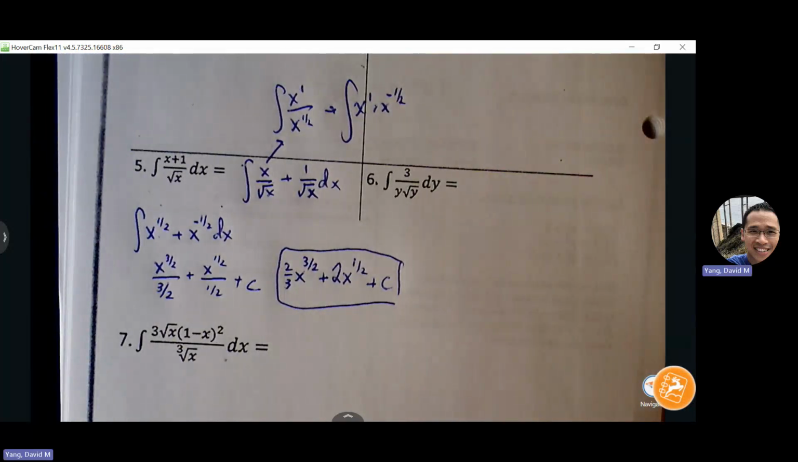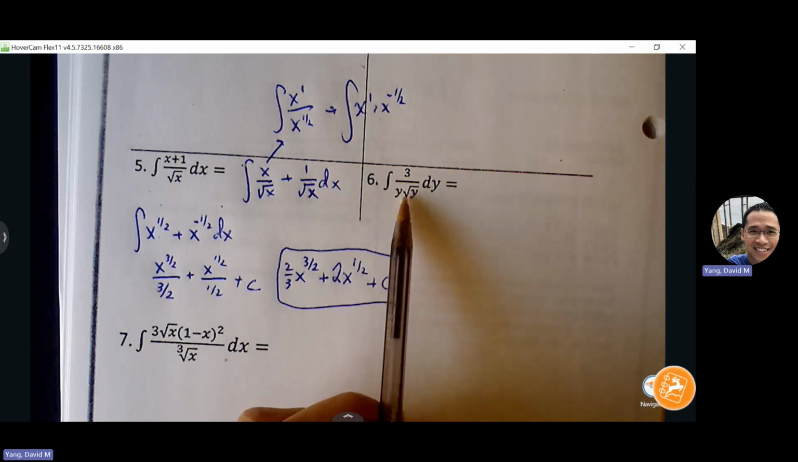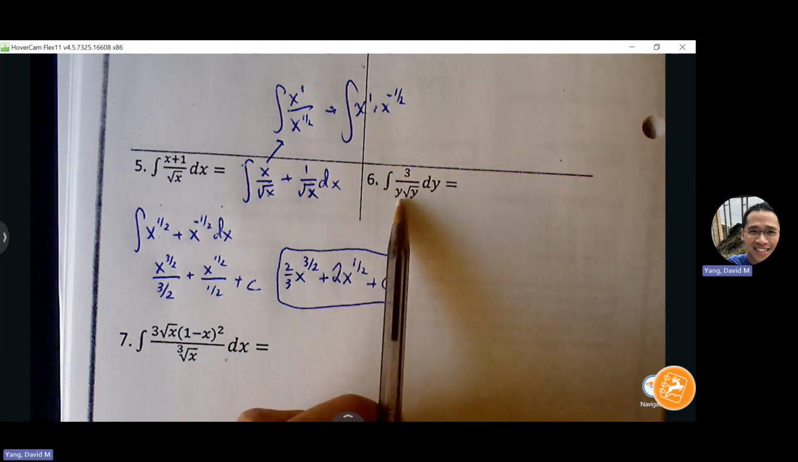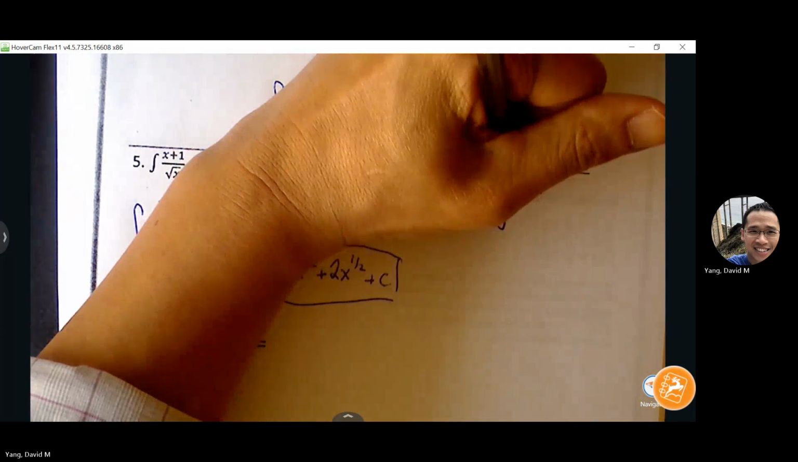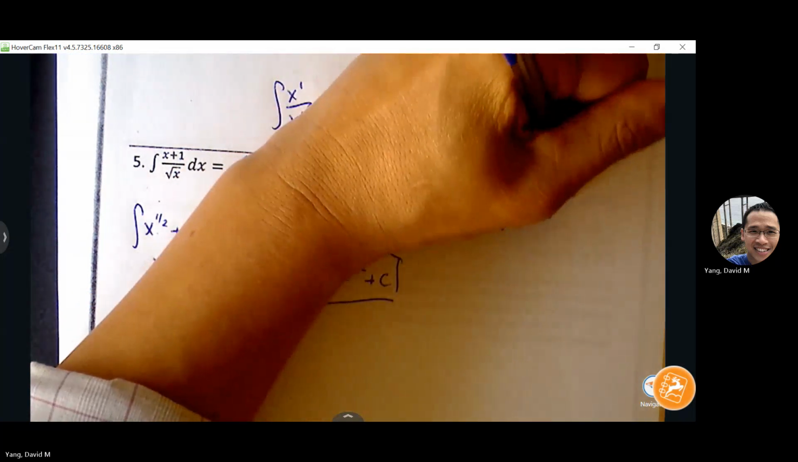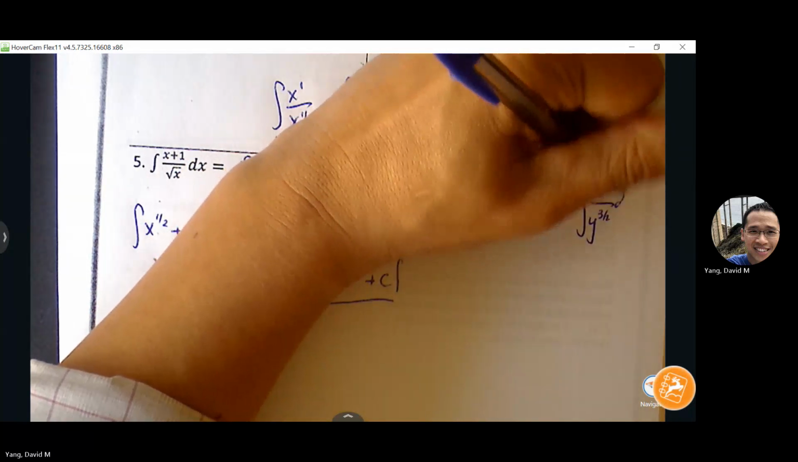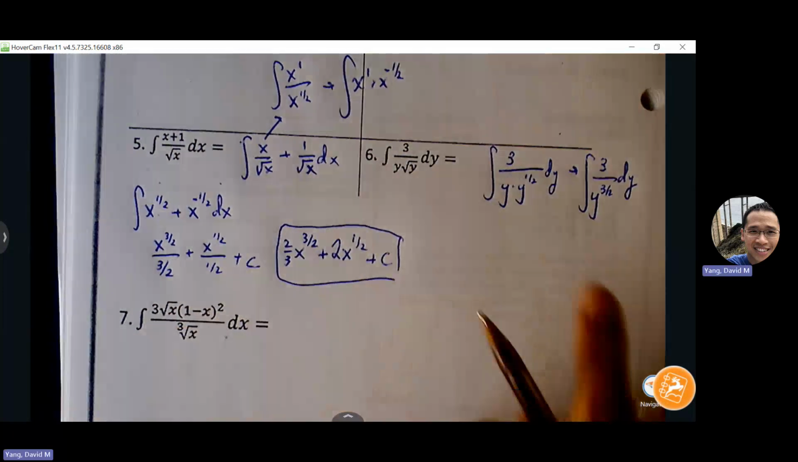Okay, questions with 5? 6 is the same way. We can merge all the y's into one variable with one exponent. We can bring it up to the top and just rely on power rule there. Okay, so 1 plus 1/2 is 3/2.